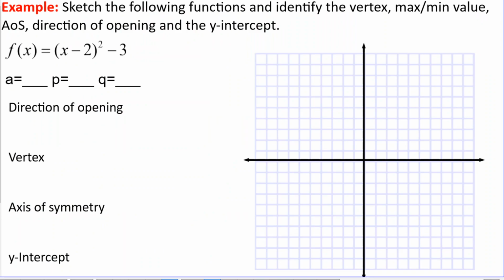So let's try to sketch a graph. Say we're given a function. Vertex form is ideal for sketching. Whenever we were sketching in standard form, we had to be plugging values into our graphing calculator.